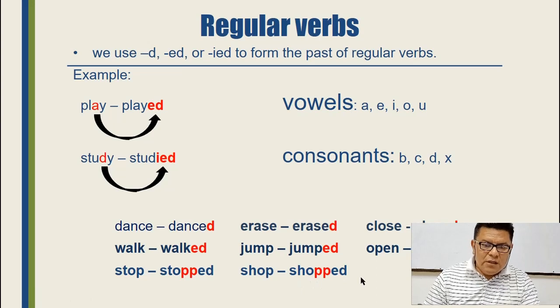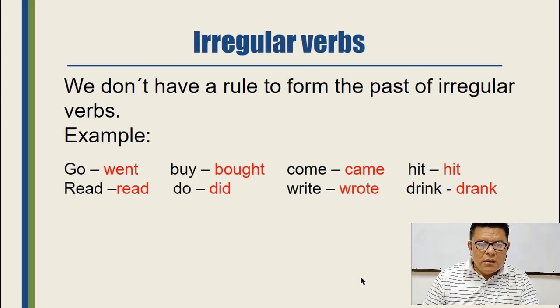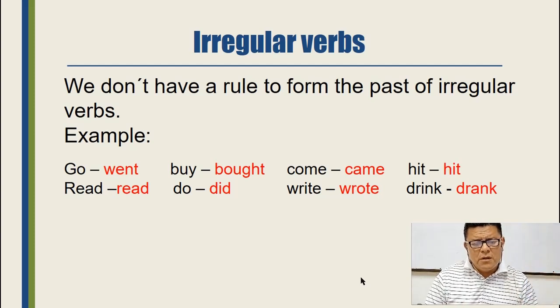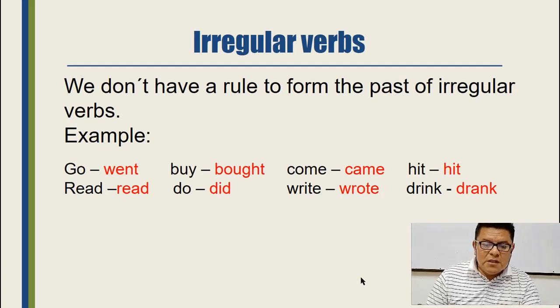Well, let's continue with irregular verbs. We don't have a rule to form the past of irregular verbs. Look at these examples. Go, went, buy, bought, come, came, hit, hid, read, read, do, did, write, wrote, drink, drank. Okay? If you observe, we don't have a rule. There are some groups that we can memorize, but we don't have a specific rule to form an irregular verb.